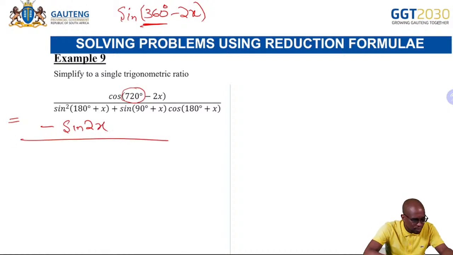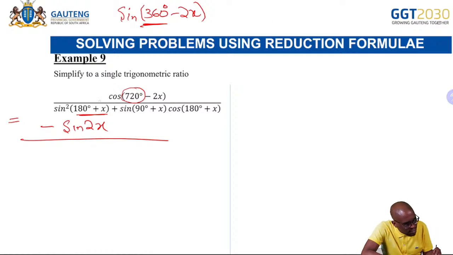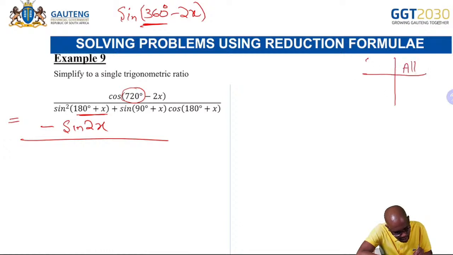Divide by the sine of 180 plus. 180 plus is in the third quadrant, and the sine, if we are to write that, all, sine theta, tan theta, and cosine theta.